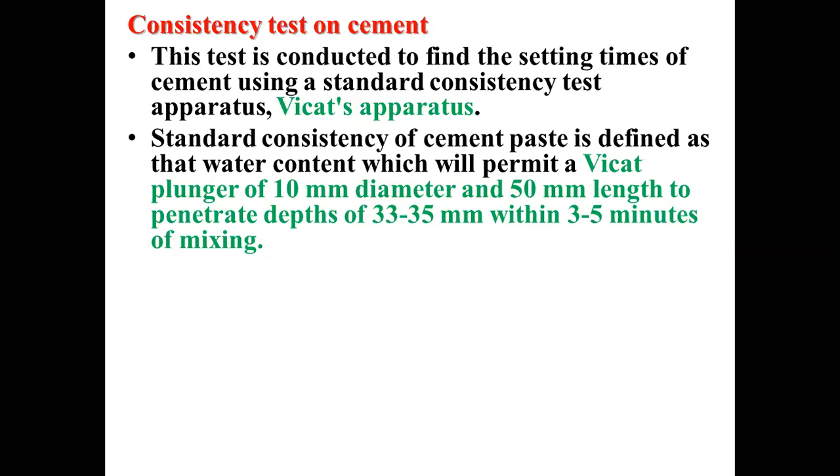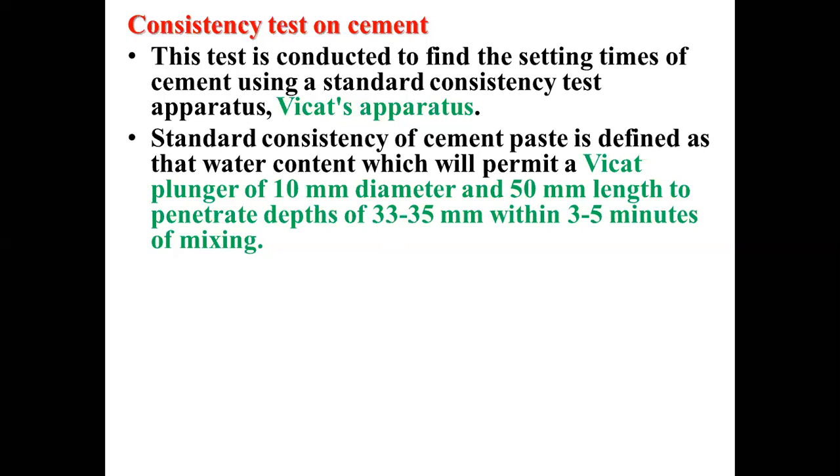That's why we start from 24% of water, using the trial and error method. We start from 24% and keep on increasing, and we have to see the penetration of the plunger from the bottom. Here the plunger has a 10 mm diameter and 50 mm length. When the plunger penetrates into the cement paste 33 to 35 mm from the top, that is known as the standard consistency. Or otherwise, we measure the penetration 5 to 7 mm from the bottom. Where we get that point, it is called the optimum water content.